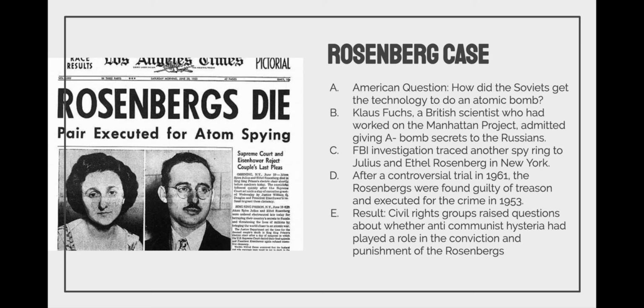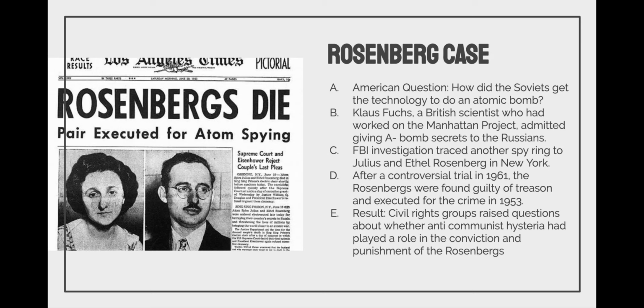So there's a couple of different avenues that we can trace. The first one is Klaus Fuchs, who was a British scientist who worked on the Manhattan bomb. He admitted giving some atomic bomb secrets to the Russians. The FBI, headed by J. Edgar Hoover at the time, traced another spy ring to a married couple called Julius and Ethel Rosenberg in New York. And essentially, they were told that they figured out how the atomic bomb was made, and they passed those secrets along to the Soviet Union.